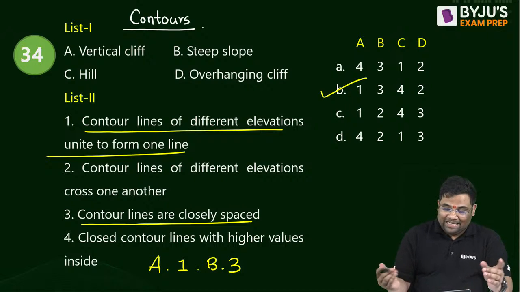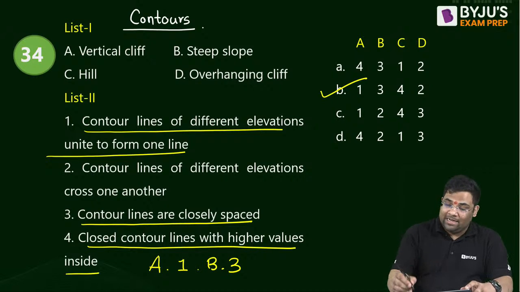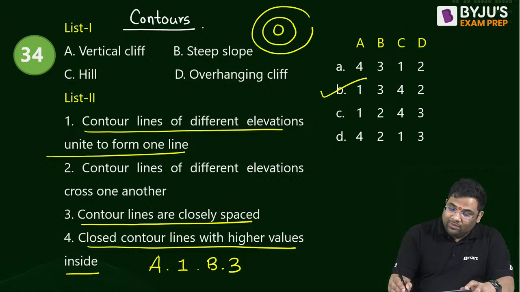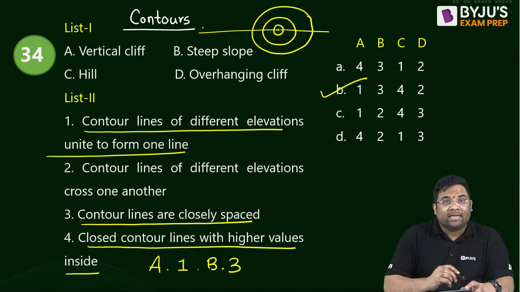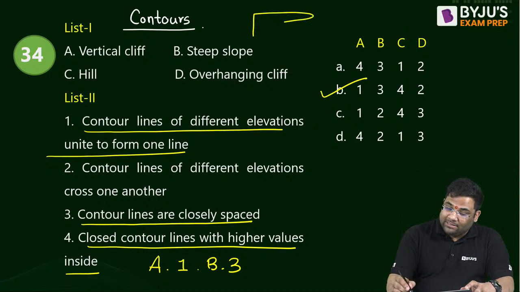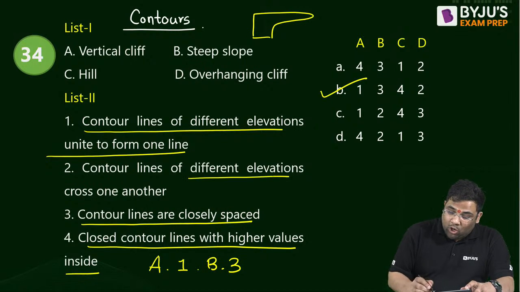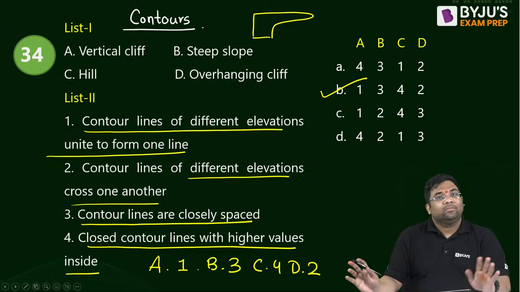But let us check. Hill is closed contour lines with the higher values inside, like this. Because as you move away from the center of the hill, the elevation decreases. And the last one, overhanging cliff, something like this. In an overhanging cliff, contours of different lines cross one another. This is D. So C4 and D2. So answer is B.